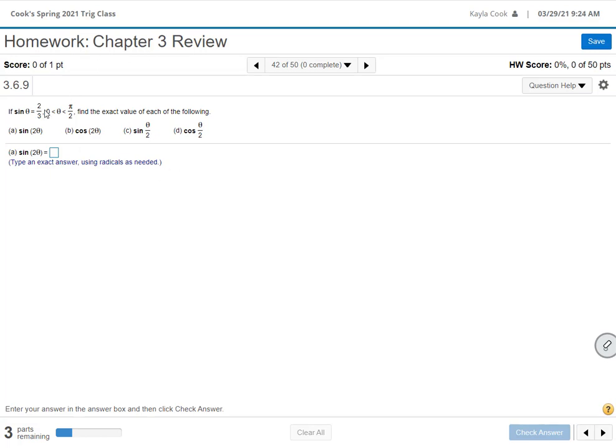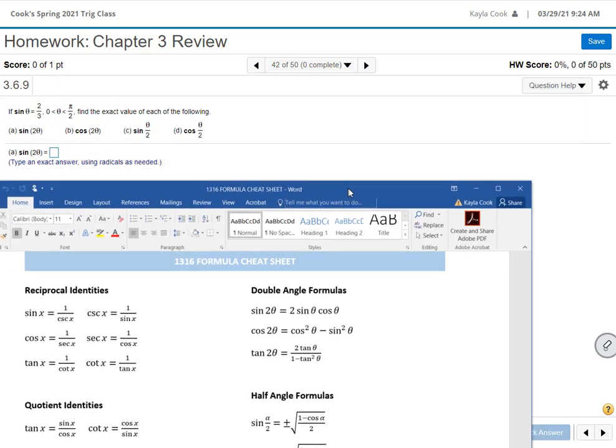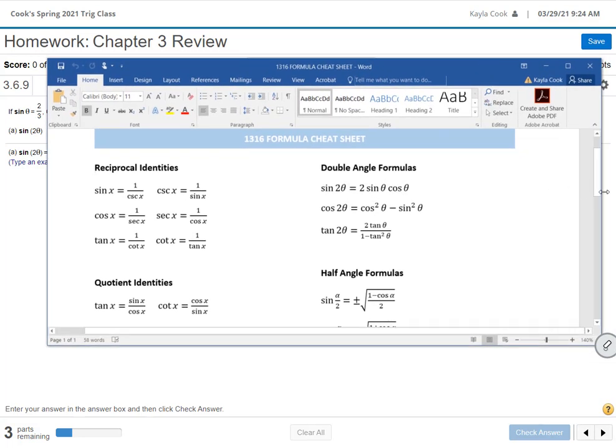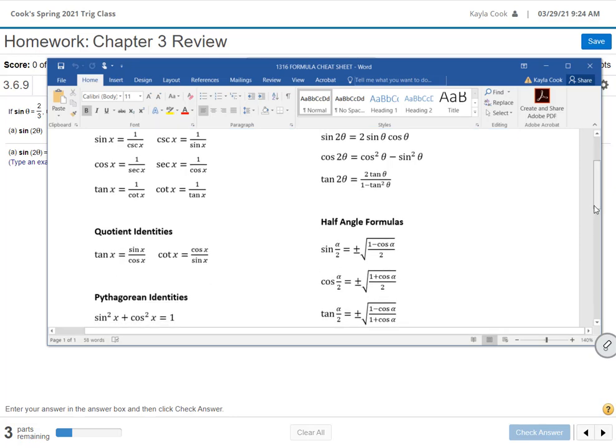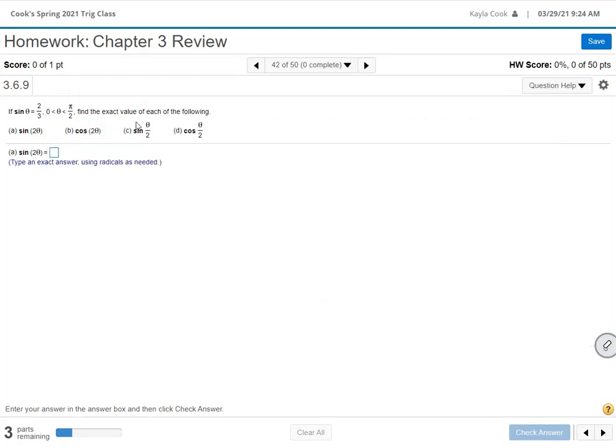The first thing I need to do is pull out my formula cheat sheet to see what I need. So for the double angle, it looks like the first one for sine of 2 theta, I am going to need the value for sine theta, but I also need the value for cosine theta. Okay, so it looks like the first thing I'm going to have to do is find cosine theta. And I'm going to eventually need that for the half angle formulas as well anyway. Okay, for C and D.